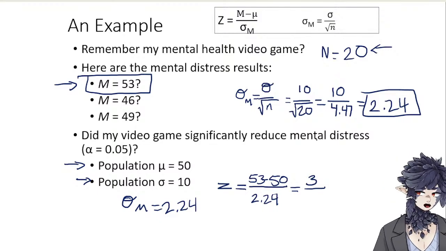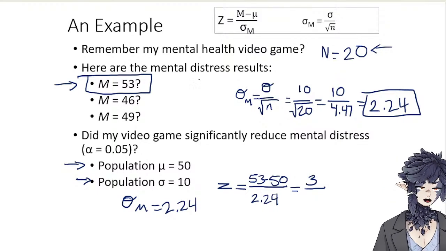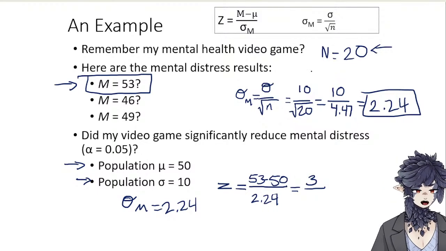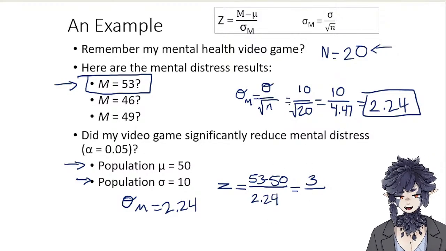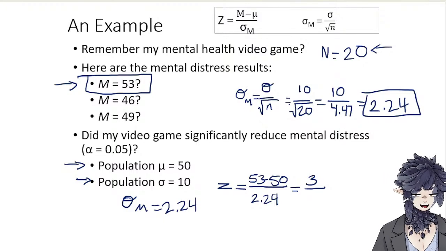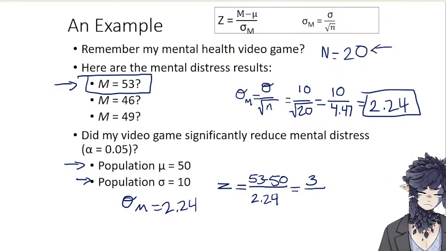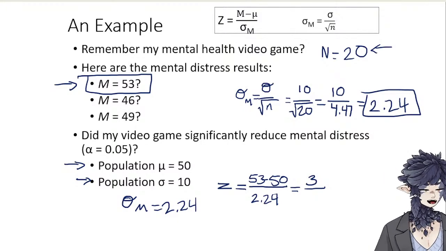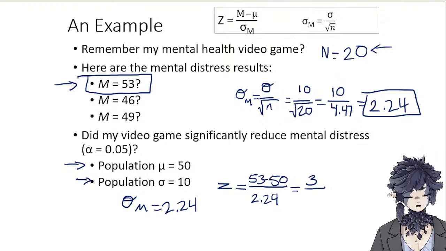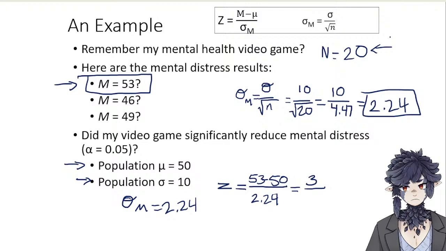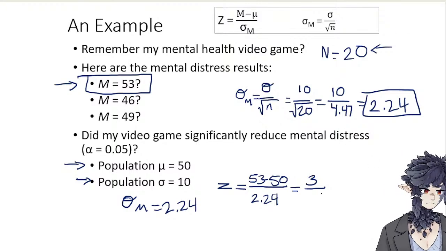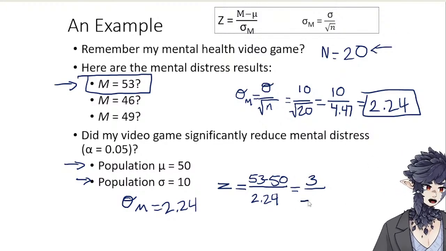Already not looking great, because this is mental distress, and I wanted my mental health video game to lower mental distress. My sample has higher mental distress than the population. But is it significantly higher? Is that sampling error? Did I actually do damage to these people with my video game? Did I actually cause psychic damage, or is this just sampling error? I just happened to get a group of 20 people with slightly more mental distress than the population. So to find out, we've got to calculate the z-score.